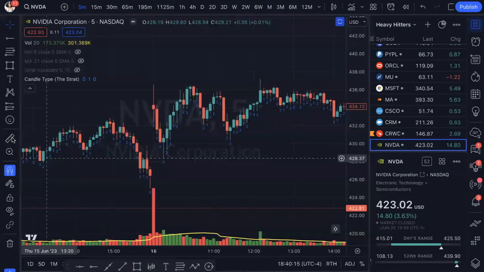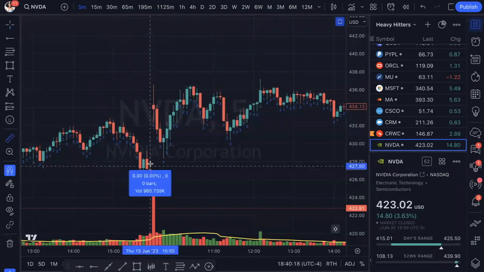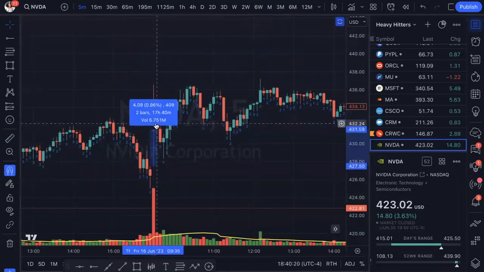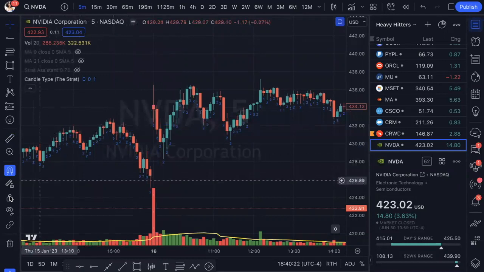So a gap fill. Let's just go ahead and measure the point at which we gapped. There is a gap to the upside, and I'm just going to go ahead and redo that.